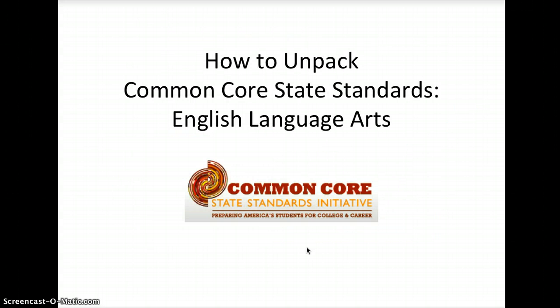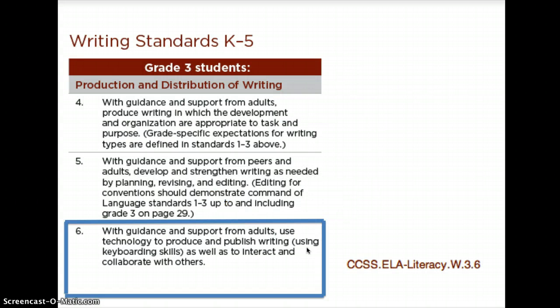Now, let's take a look at how to unpack the actual standards themselves. We're going to start off again with the English Language Arts standard. In this particular instance, we're using the example of a writing 3rd grade standard. You'll notice in this one, it's standard 6. It says, with guidance and support from adults, use technology to produce and publish writing using keyboarding skills as well as to interact and collaborate with others.